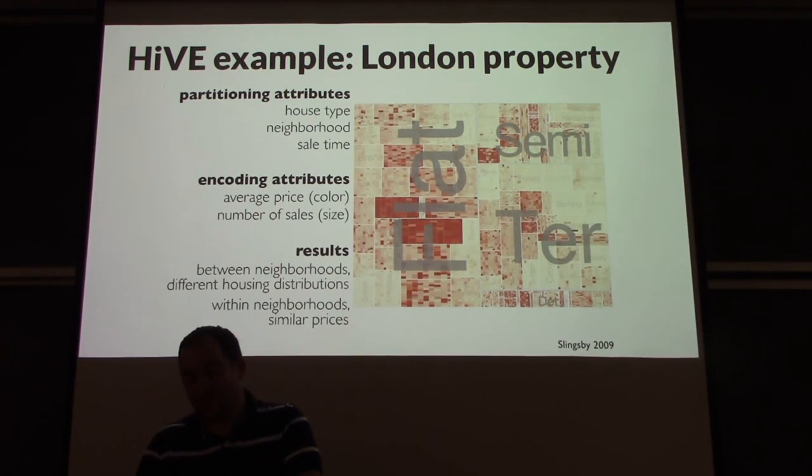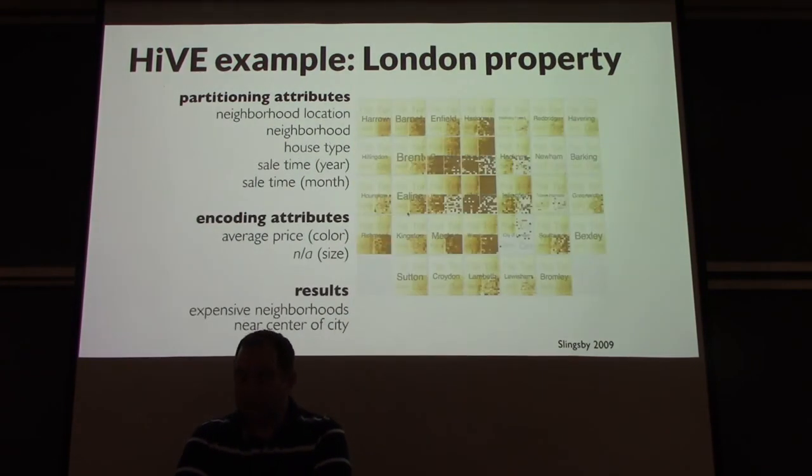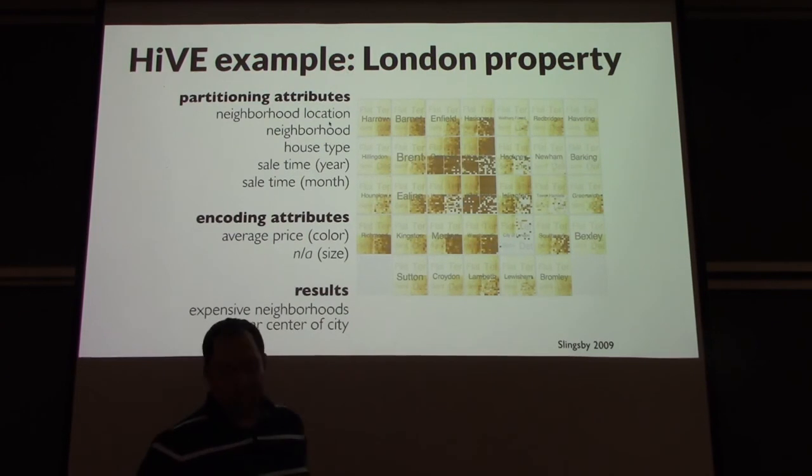We can't really compare, for the same neighborhood, how a flat compares to a terraced house, for example. That's not possible. I would have to do a different partition for that. And this tool actually can do these partitionings extremely flexibly.